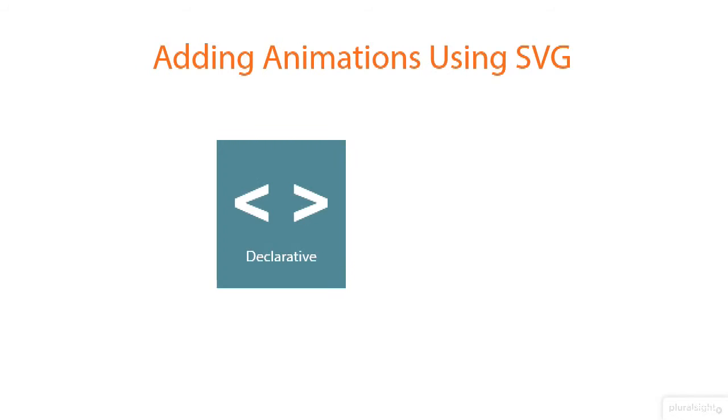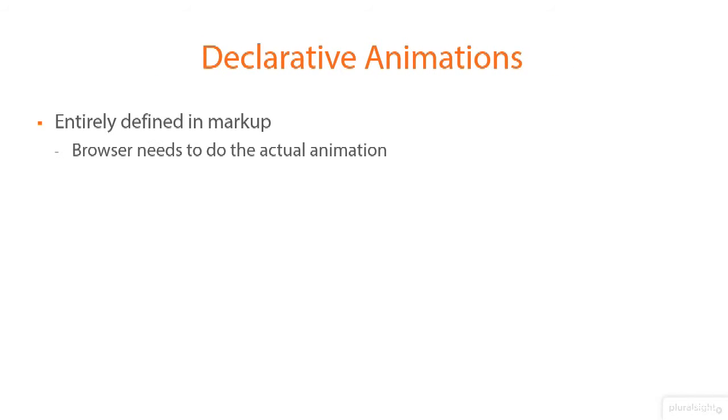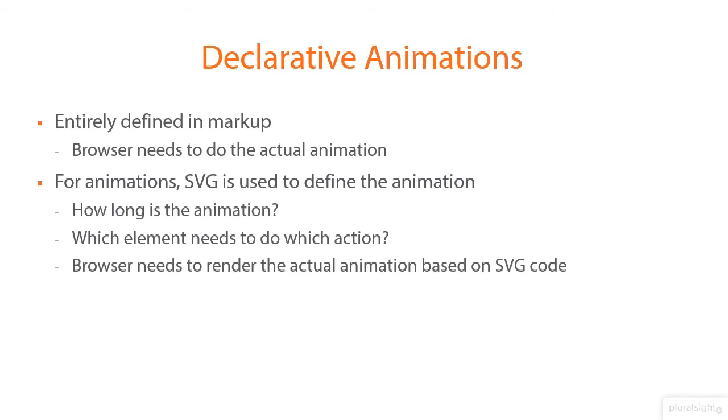When looking at SVG animations, we basically have the choice to either add them entirely declaratively or using JavaScript. Declarative means that we are creating them entirely using SVG code. That is the solution we are going to use in the remainder of this module. As mentioned, SVG animations are entirely defined in markup. That means indeed that the developer basically defines the instructions for the animations, and it's the browser that is doing the actual animation. So, when we are creating a declarative animation, we are using only SVG to do this.